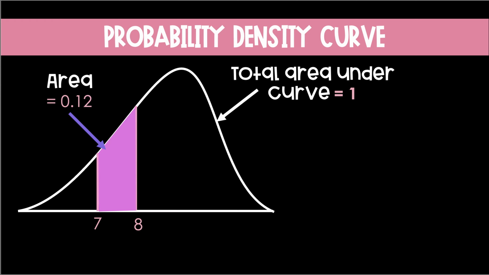If a value is chosen at random from this population, what's the probability that it will be between 7 and 8? Again, the area under the curve between those two values could also be interpreted as the probability that a value selected at random will fall between 7 and 8. So again, our probability is a 12% chance, or 0.12 in decimal form.